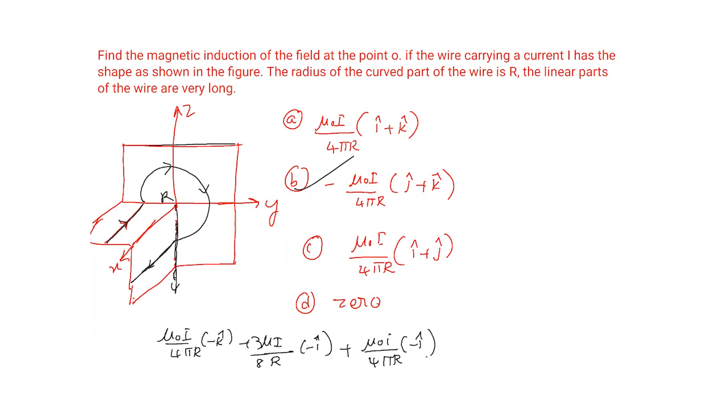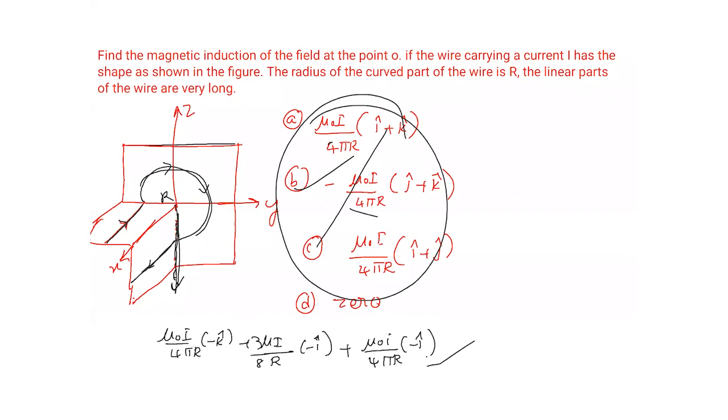So here all the three, so actually the options are wrong, children. Here all three components will be there. Now you take common i, j, k, because this will produce magnetic field downward, this will produce magnetic field inward, and this will produce magnetic field left. So all the three components will be there. Don't see the options.